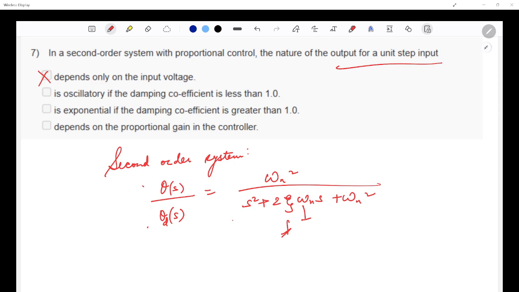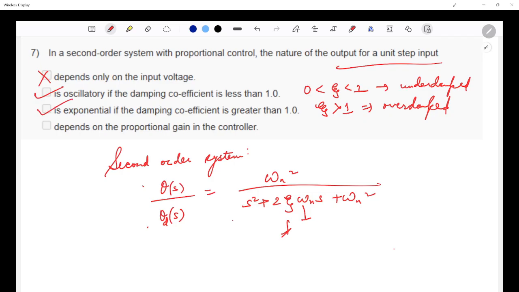The second option is it is oscillatory if damping is less than 1. So if zeta lies in between 0 and 1, it is an example of an underdamped system, which means oscillations would be there. So this is correct. Option 3 is exponential if damping is greater than 1. If your zeta is greater than 1, this is an example of an overdamped system. So no oscillation is there and the response is just a sum of exponentials.